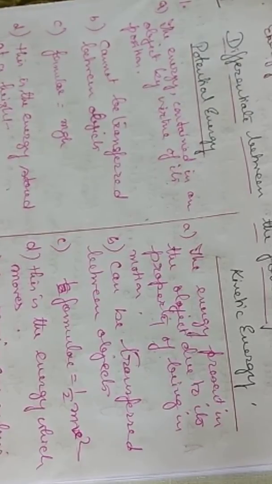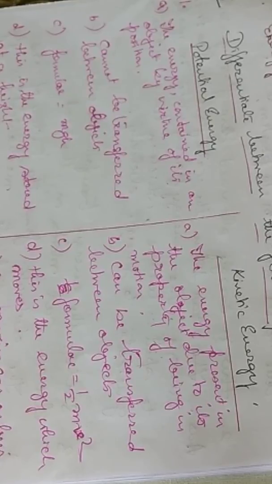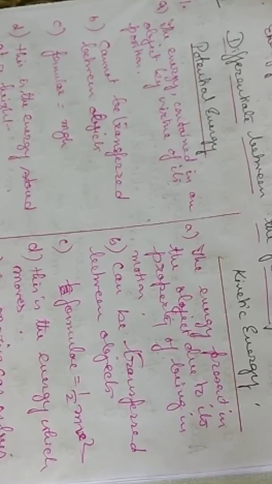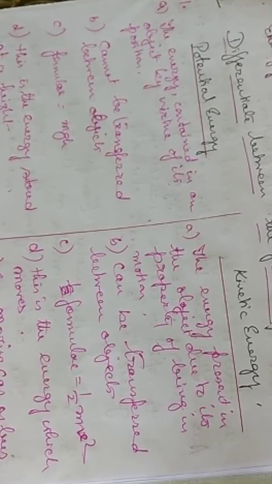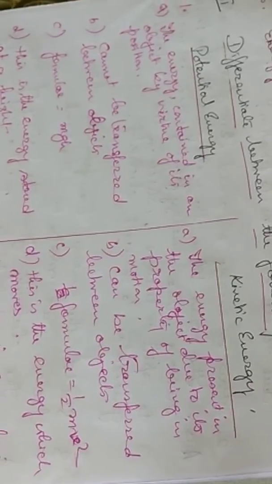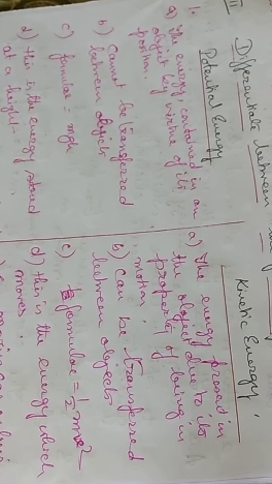Potential energy is the energy contained in an object by virtue of its position, whereas kinetic energy is present in the object due to its motion. Now, potential energy cannot be transferred between objects, whereas kinetic energy can be transferred between objects. The potential energy formula is mgh, which depends on mass, gravitational force and height. Kinetic energy's formula is half mv square. It depends on mass and velocity.